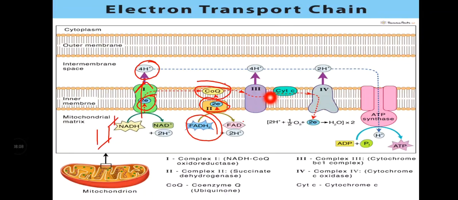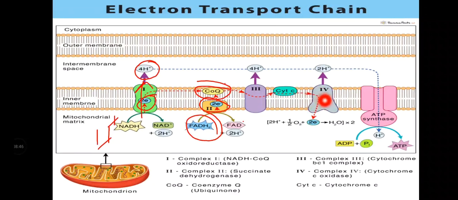Cytochrome C picks up these electrons and donates them to complex 4. Once complex 4 receives these electrons, it also gets energized and then it pumps 2 protons into the intermembrane space. So you can see that from these 4 complex proteins that are here, only complex 1, complex 3, and complex 4 are donating protons into the intermembrane space. Complex 1 donates 4. Complex 3 donates 4. Complex 4 donates 2 protons into the intermembrane space.